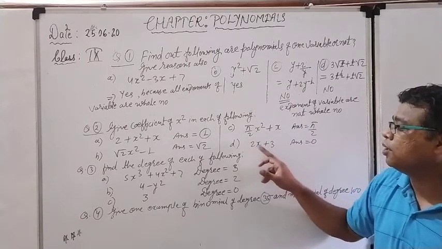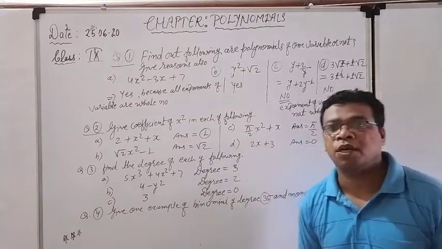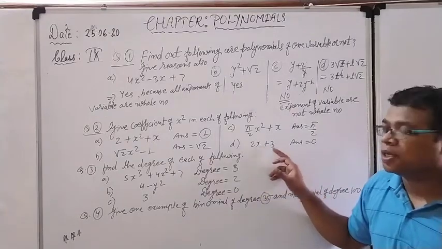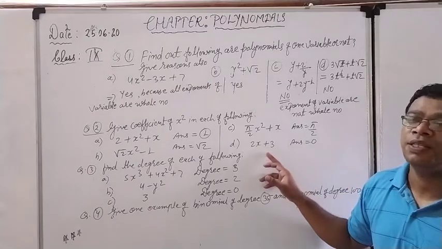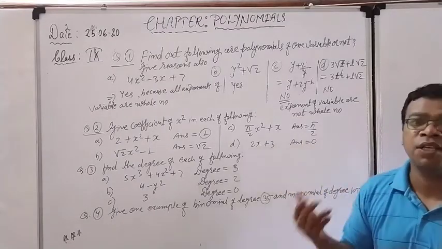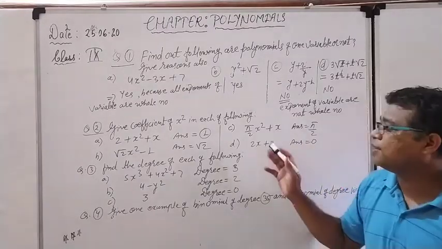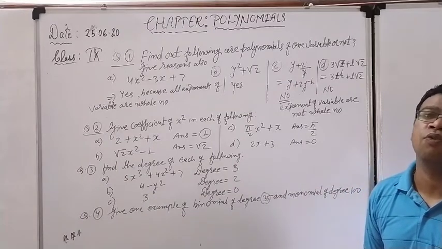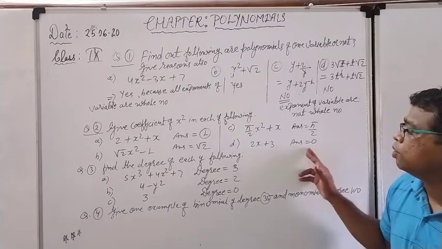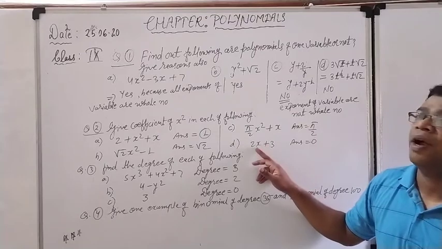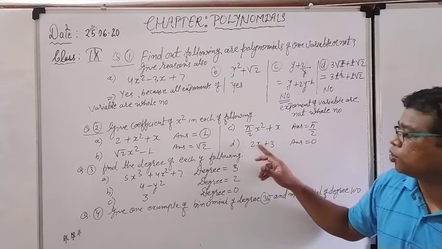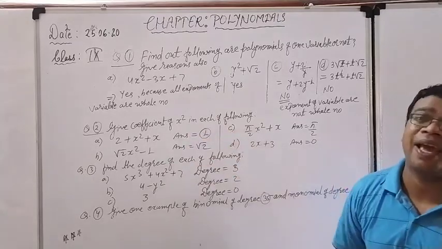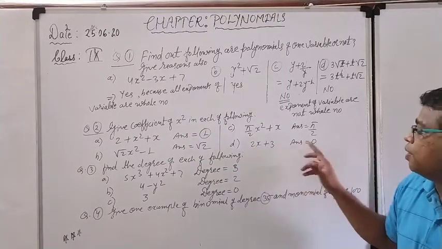See the fourth question, 2x plus 3. Now search, is x square present here? No. If x square is not present here, it means the answer will definitely be 0. Because if x square is absent, the coefficient is definitely going to be 0. If it were asked to find the coefficient of x, you could say here the coefficient of x is 2. But the question is asking for the x square coefficient, and that's why the answer will be 0.